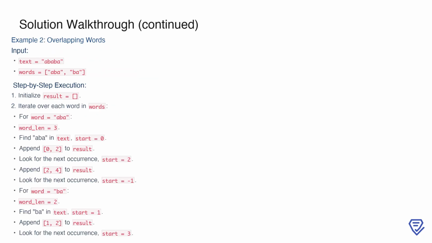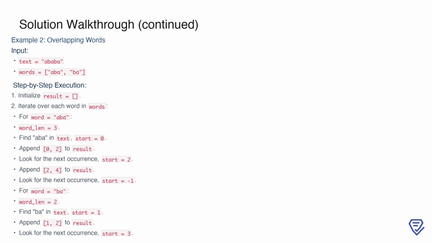Now let's consider a more complex example where the text is "ABABA" and the words are "ABA" and "BA". We initialize an empty result list as usual and start iterating through the words. First, we examine the word "ABA", which has a length of 3. Its first occurrence is at index 0, giving us the pair [0, 2], which we add to result. Searching further, we find another occurrence starting at index 2, ending at index 4. This results in the pair [2, 4], which is also added to result.